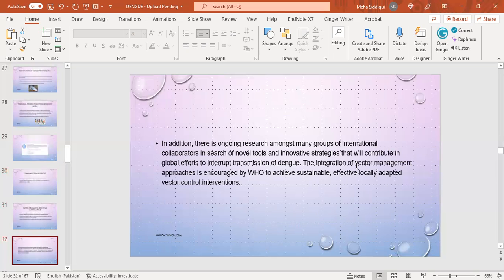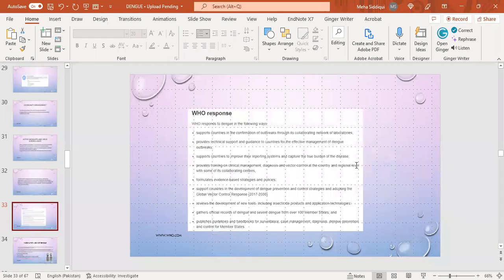In addition, there is ongoing research among many groups of international collaborators in search of novel tools and innovative strategies that will contribute to global efforts to interrupt transmission of dengue. The integration of vector management approaches is encouraged by WHO to achieve sustainable, effective, locally adapted vector control interventions. So this is the WHO response to dengue. This is how it responds in the following ways.